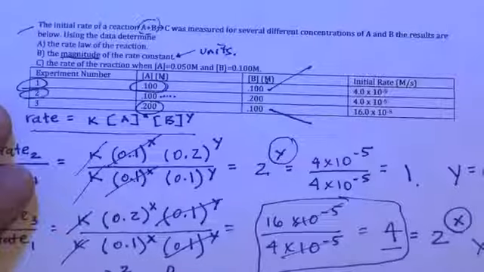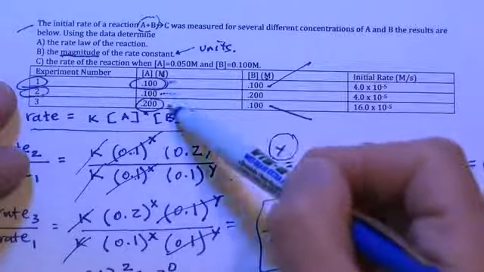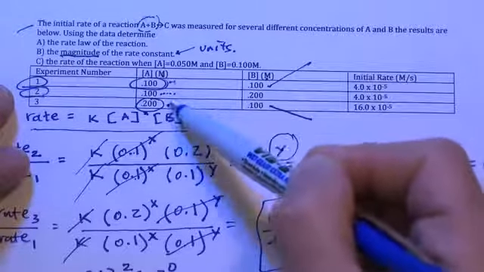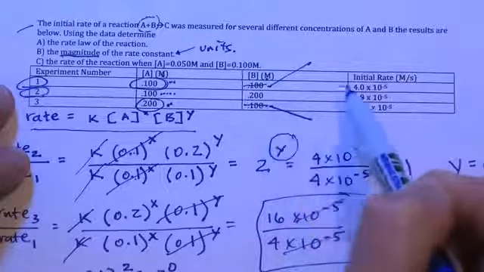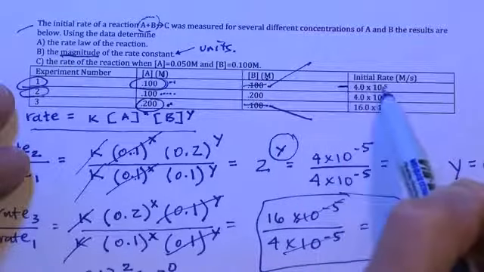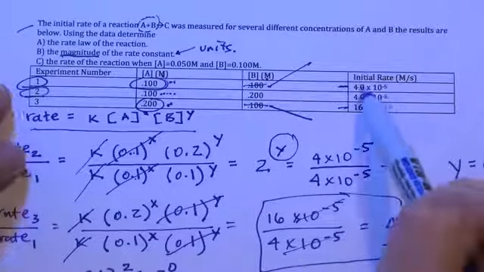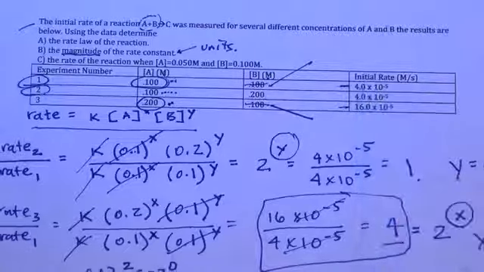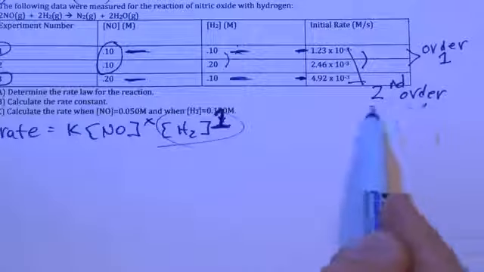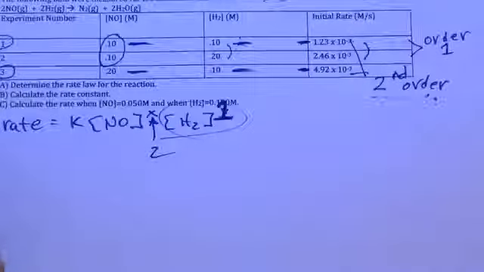You can see that the same thing happened here when we doubled the concentration of A from 1 to 3, and we held B constant at 0.1. What happened to the rate? It went from 4 times 10 to the negative fifth to 16 times 10 to the negative fifth. Well, we didn't double it, we squared it, right? And when you square it, that means it's the second order. And so that means X right here has to be to the second power.